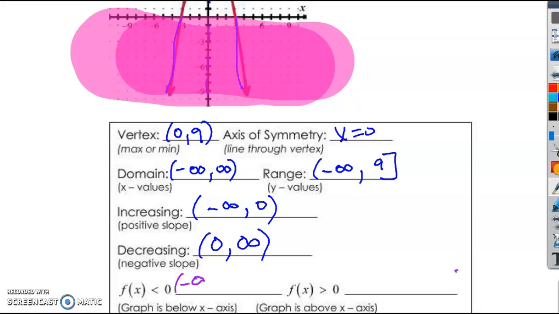From negative infinity, that's a negative infinity, up to negative 3. Now the graph says, where is the graph less than 0? Not less than or equal to 0. So we are just going to put a soft parentheses there in union with 3 to infinity. And then where is the graph above the x-axis? It is between negative 3 and 3, not including it because it's greater than 0, not greater than or equal to 0.